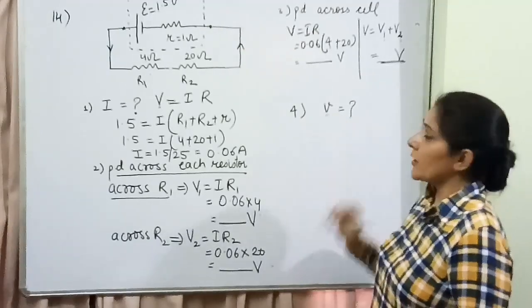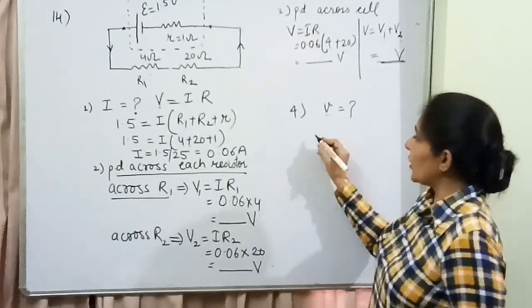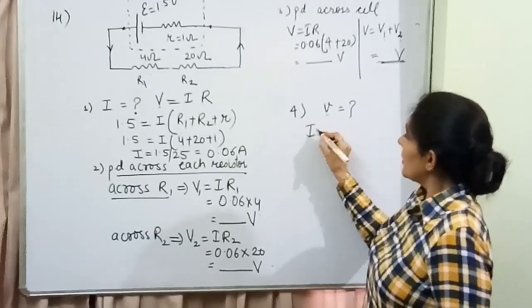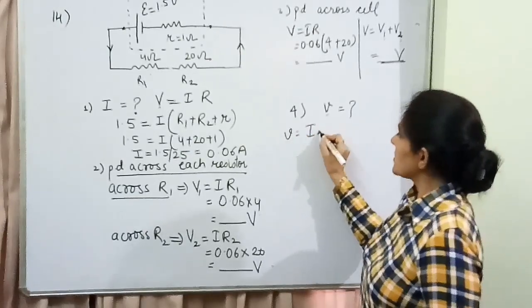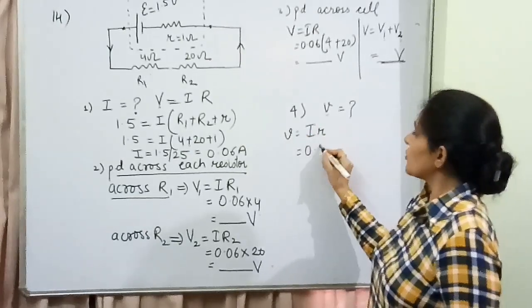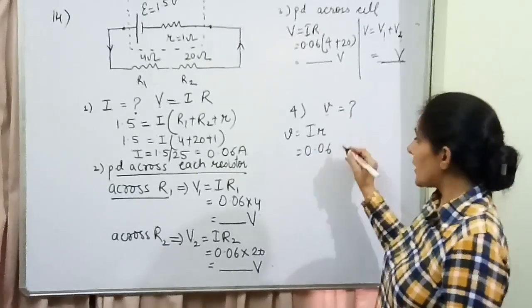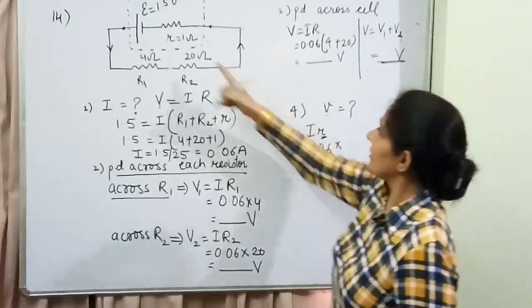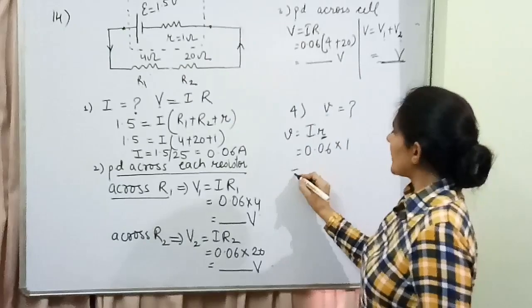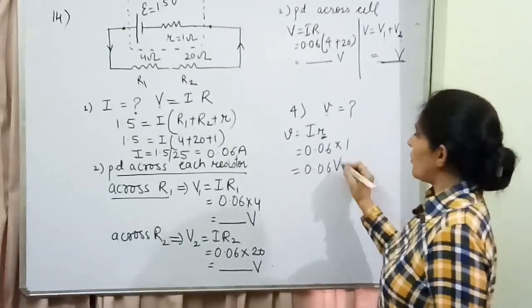Next is fourth part. You need to find out potential drop. Again you can do it two ways. You can do it V is equal to potential drop is equal to I into R. I's value 0.06 calculated in first part into R. R is internal resistance over here, 1. So this will come to 0.06 volt.